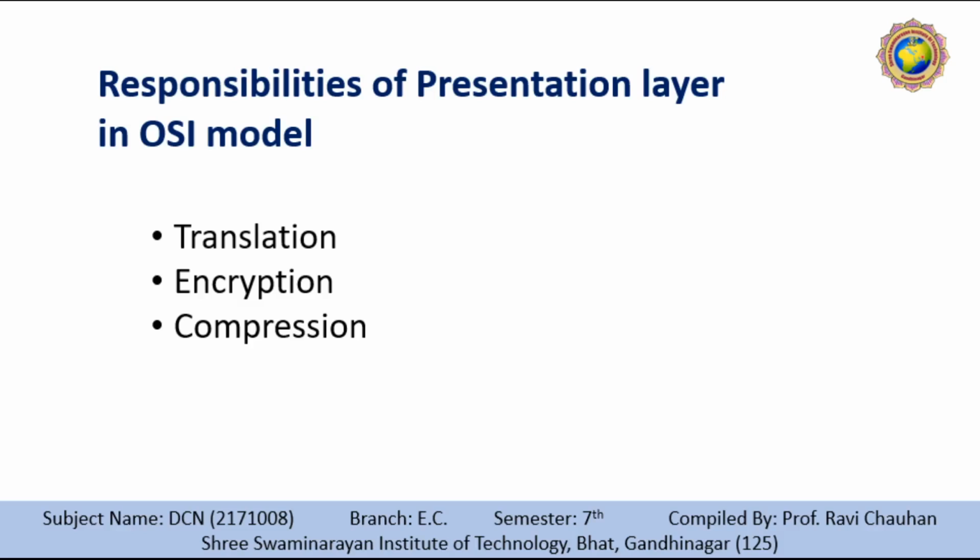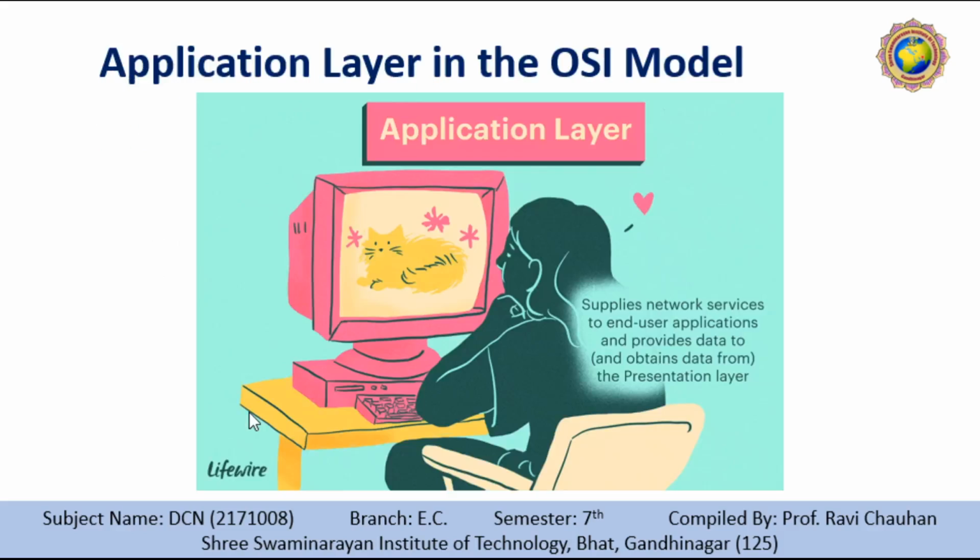So what is the last layer? Mostly you are using it with PCs or laptops or mobiles. Yes, it is the application layer. The figure explains all of the things. It supplies the network service to the end user, as us, and provides the data to the presentation layer. Fine. So what is the application layer?